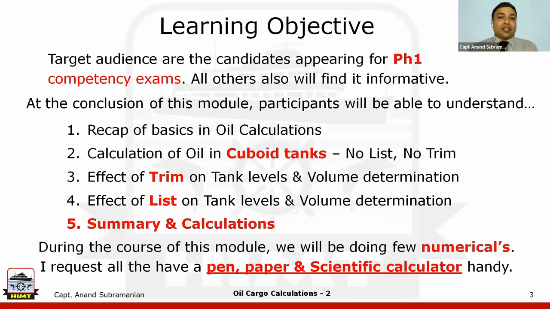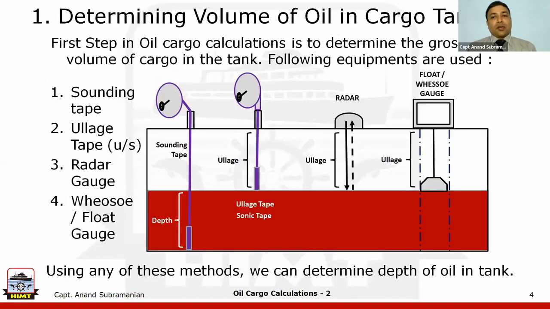And like I said in the last class also, the target audience are the candidates appearing for phase 1 competency exams. So the main objective over here is to prepare the candidates for the examination. And it may or may not be used on board a ship, but that's a different thing. But to understand the concepts and how to go about doing it, that's what this whole class is about. Okay, we'll do a quick recap of what we did last week.